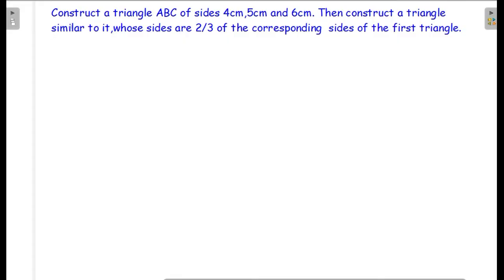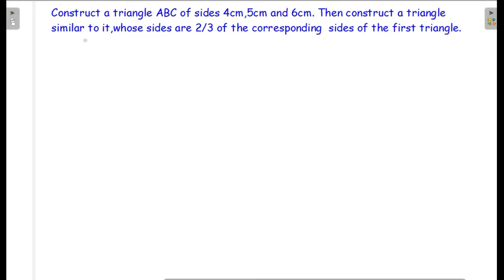In this video, we will be constructing a similar triangle. So, let us read the question. Construct a triangle ABC of sides 4 centimeters, 5 centimeters and 6 centimeters. This is something which you have been doing in your previous classes, which is very simple. This is the normal triangle. Using 3 sides, we have to construct the triangle. Then, we need to construct a triangle similar to it.